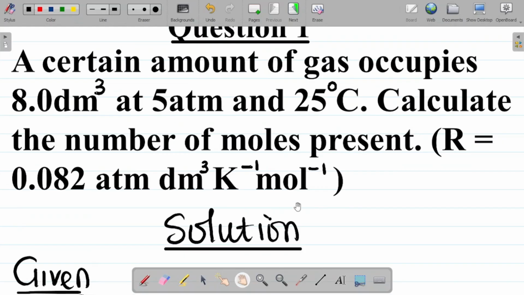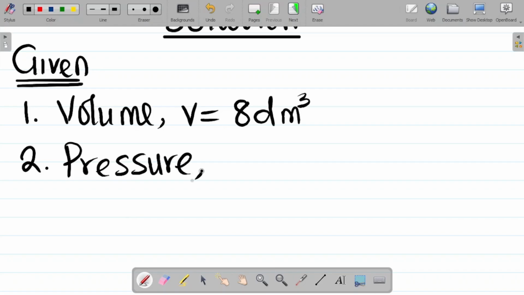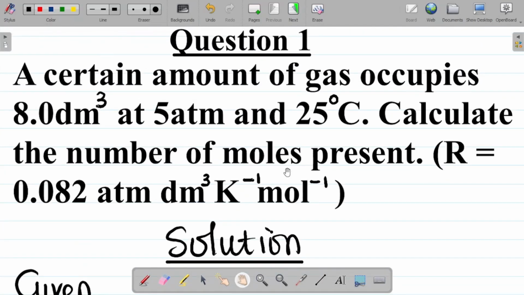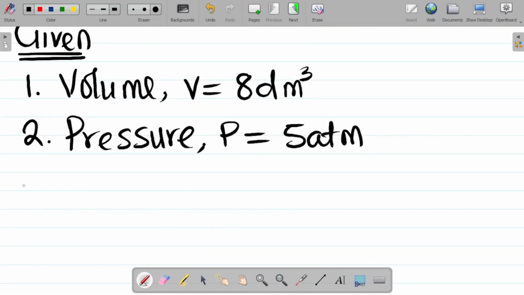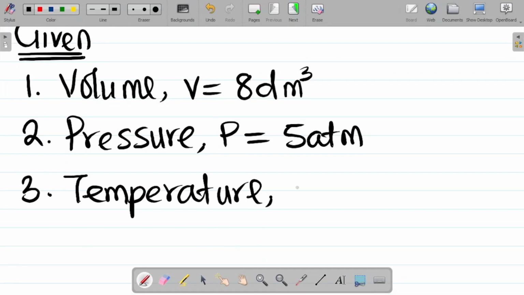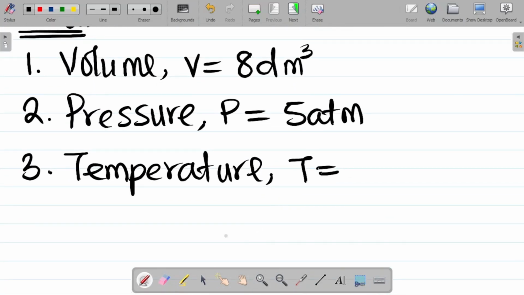They said at 5 atm. So number 2, I'm given pressure. Recall that pressure in this case can be measured in atmosphere. Pressure P is equal to 5 atmosphere. Next, they said 25 degrees Celsius. So number 3, I'm given the temperature. Temperature T is equal to 25 degrees Celsius.